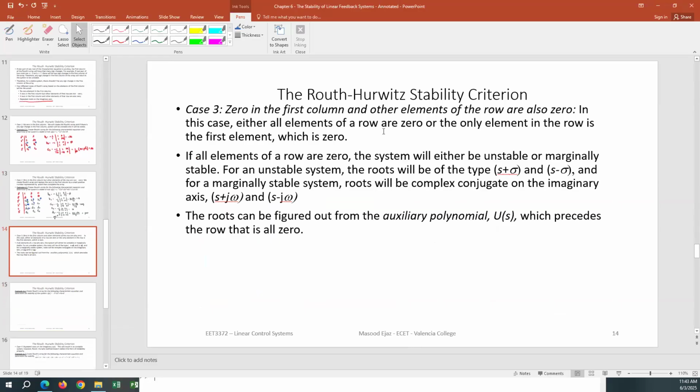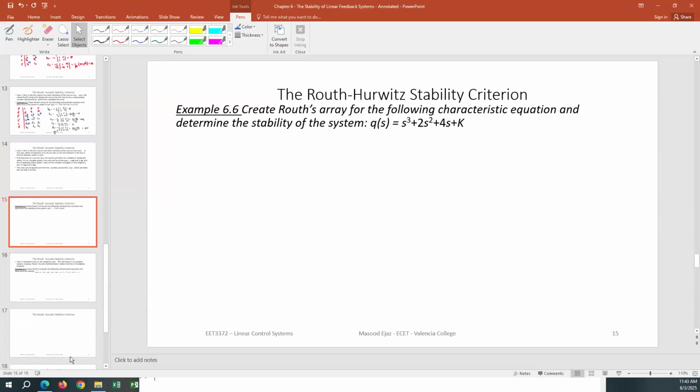Zero in the first column and other elements of the row are also 0. In this case, either all elements of a row are 0 or the only element in the row is in the first column is 0. If all elements of a row are 0, the system will either be unstable or marginally stable. For an unstable system, the roots will be of the type S plus alpha and S minus alpha. And for a marginally stable system, roots will be complex conjugate on the imaginary plane, S plus j omega, S minus j omega. The roots can be figured out from the auxiliary polynomial U(s), which precedes the row that is all 0. Let's see if we have an example.